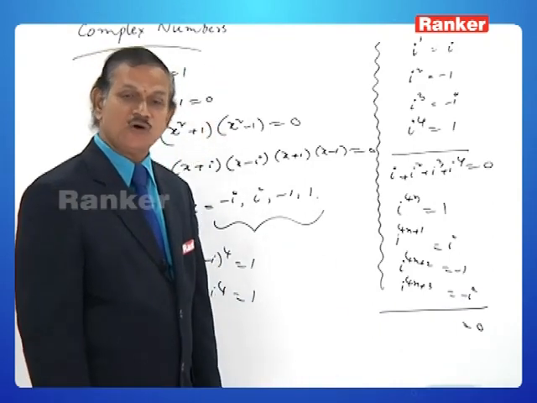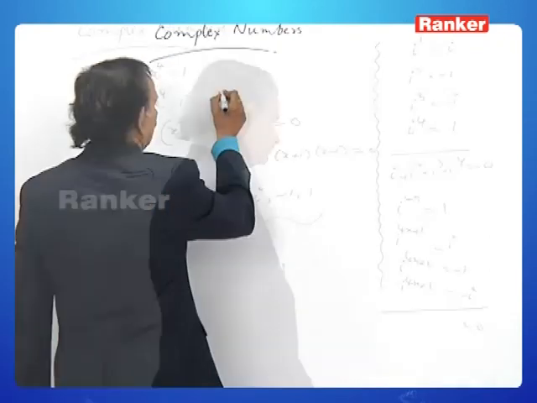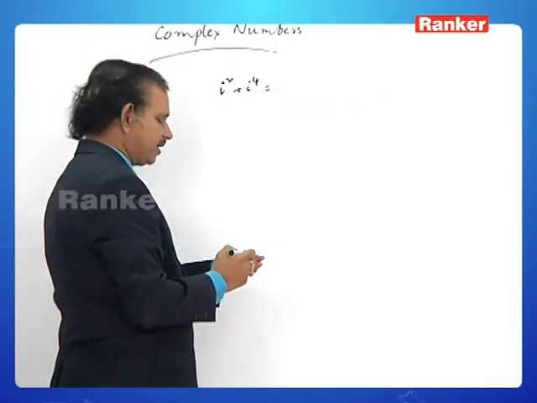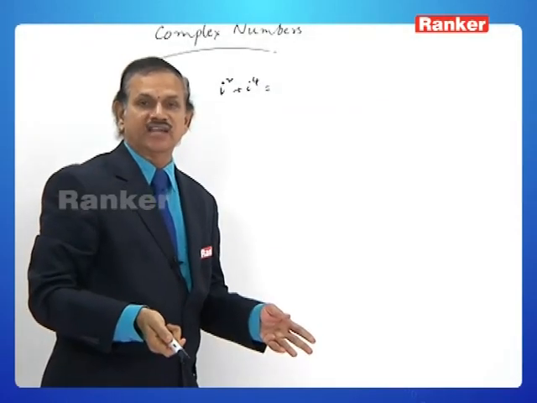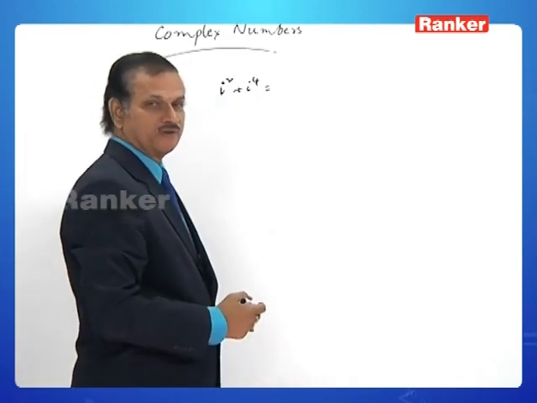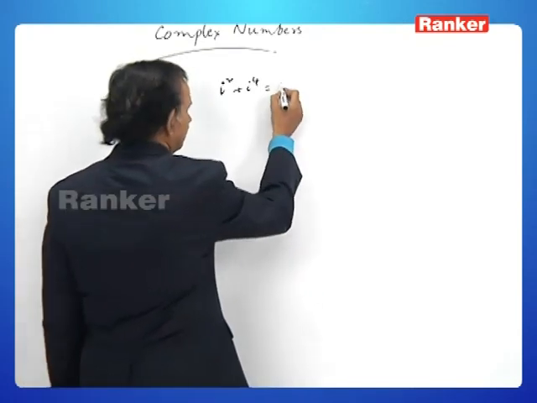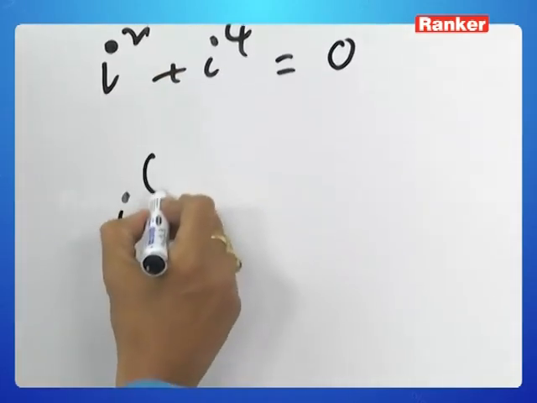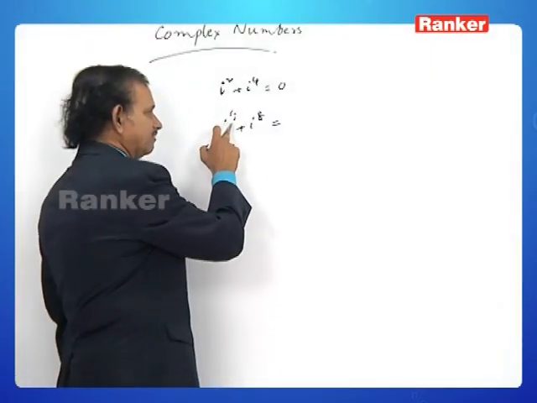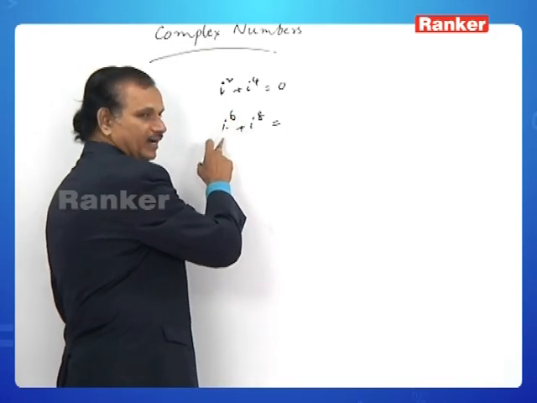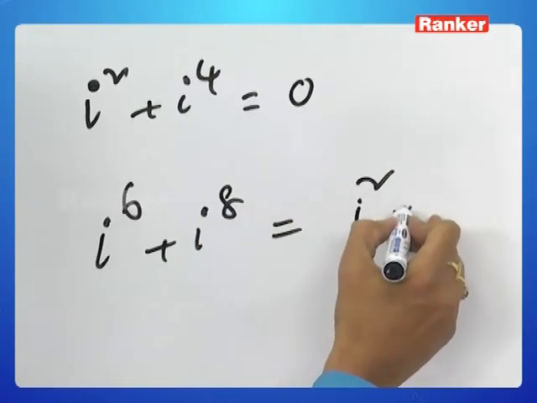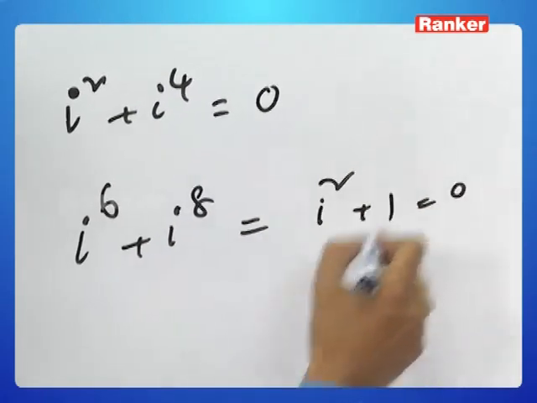Now, what happens when only even powers of i are gathered and added, or only odd powers? What is going to happen? Let us now see. What is i square plus i to the power of 4? What is i square? Minus 1. What is i power 4? 1. Minus 1 plus 1, 0. Just like that, i power 6 plus i power 8. i power 6, that is i power 4 plus 2, is nothing but i square. And i power 8 is i power 4 whole square, which is 1. i square is minus 1 plus 1, 0.